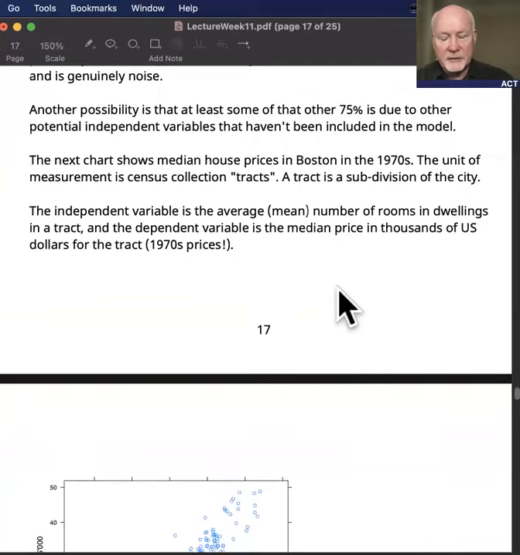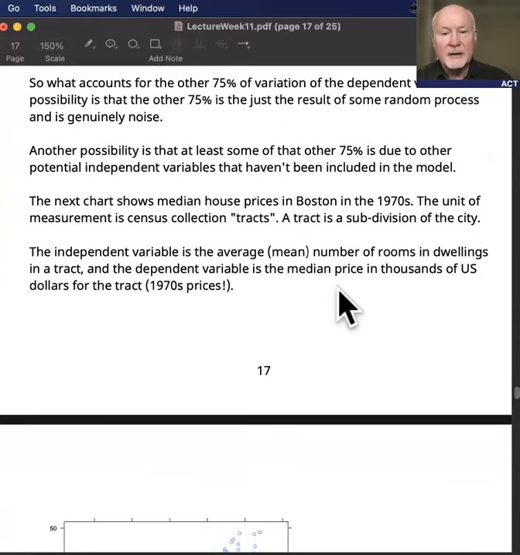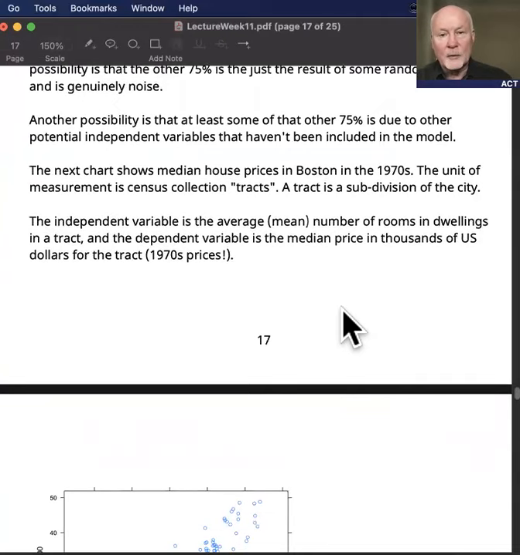So the dependent variable is the median house price in a census tract, in census tracts. And we're going to look first at one independent variable, and that is the number of rooms. So the number of rooms in a dwelling.